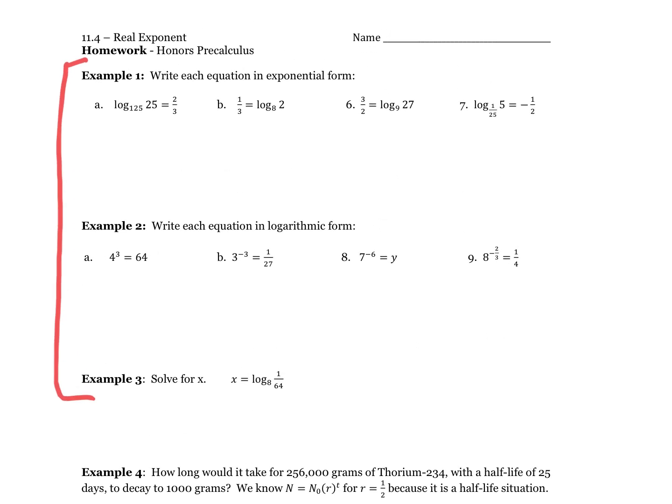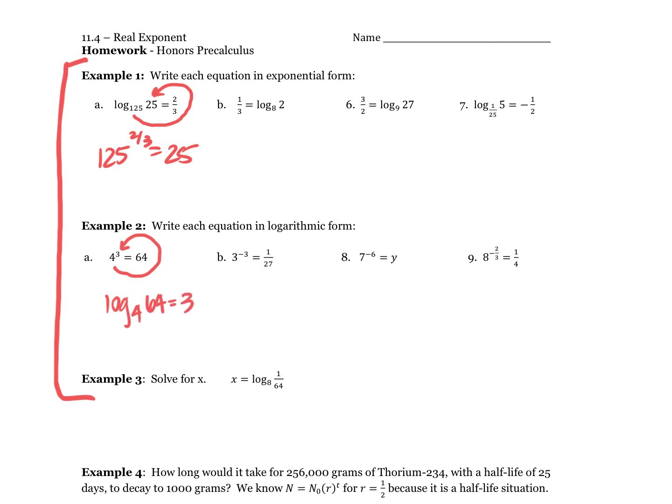So notice on the first one, it just says write in exponential form. That just means take that base to what power? 125 to the 2/3 is, you got it. That's all I'm asking. And then on this guy, 4 is my base. So it'd be log base 4 of what number?